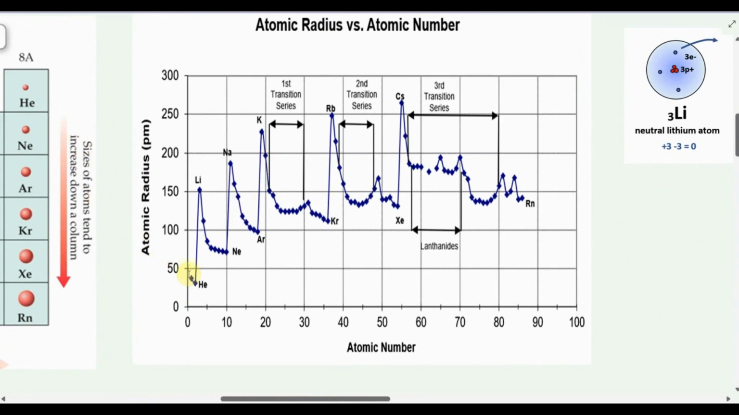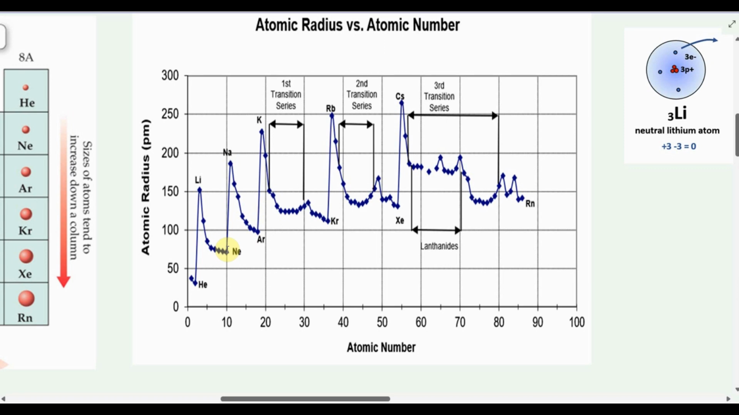Moving across the first row, helium is smaller than hydrogen. And then lithium is much larger than helium. That outermost electron is now in the second shell. And then going across the second period, lithium, beryllium, boron, carbon, nitrogen, oxygen, fluorine, neon, they shrink and shrink and shrink. And then finally, at neon, that's as small as it gets.